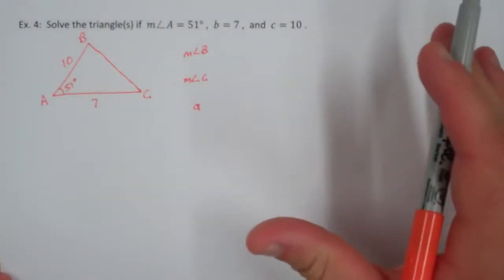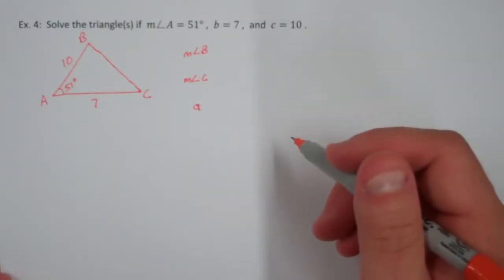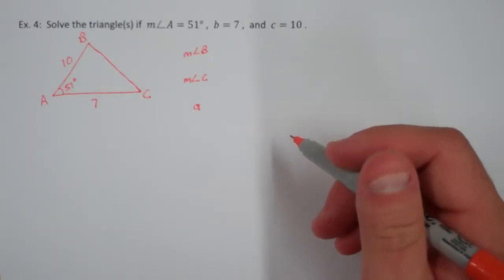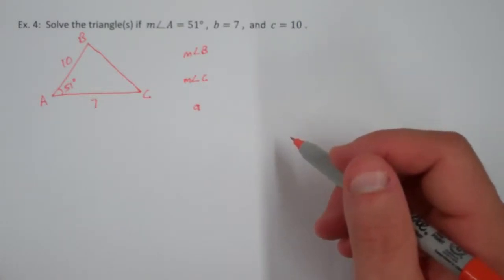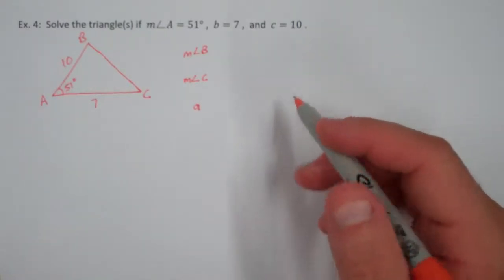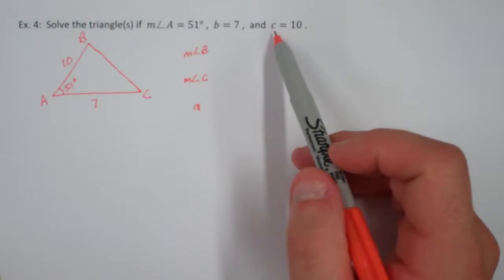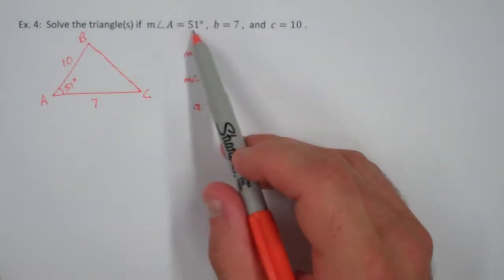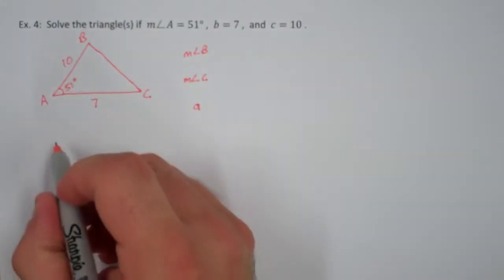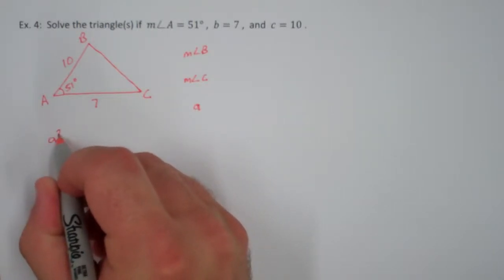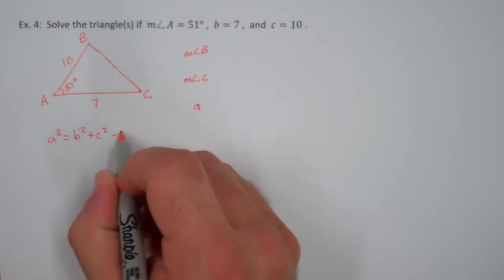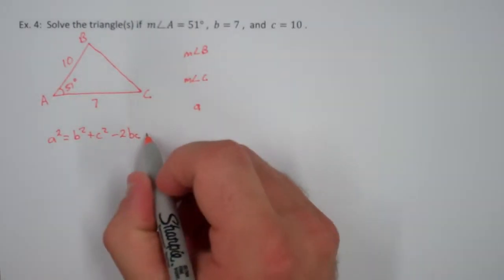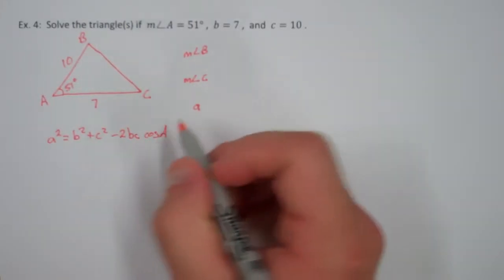You could try that all day, but this is totally a case where we need to use the law of cosines. So for the law of cosines, we need to think a little bit about this. We know B and C, and we know the measure of angle A. So if I wrote the law of cosines using A first, that would be B squared plus C squared minus 2BC times the cosine of angle A.